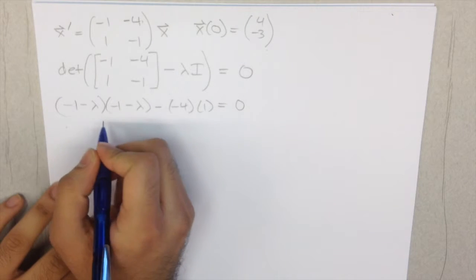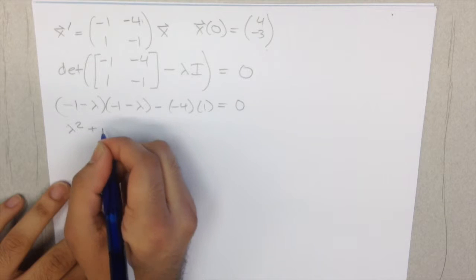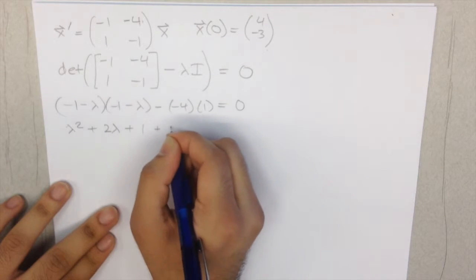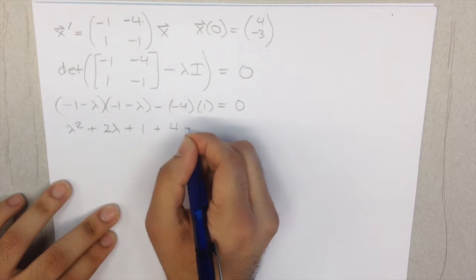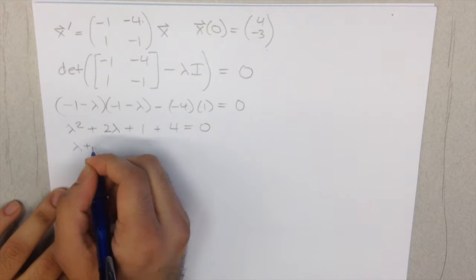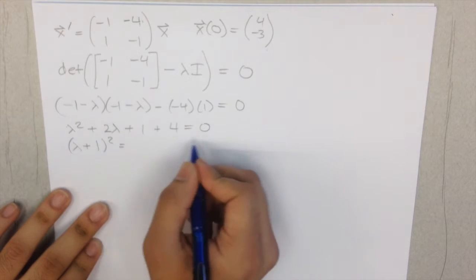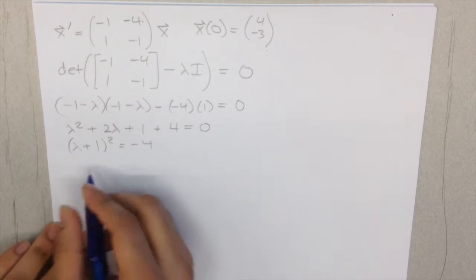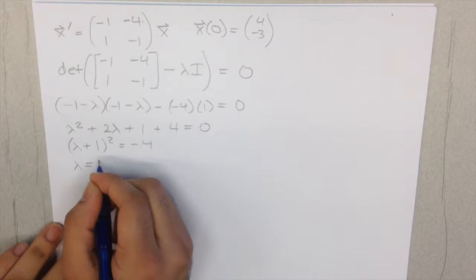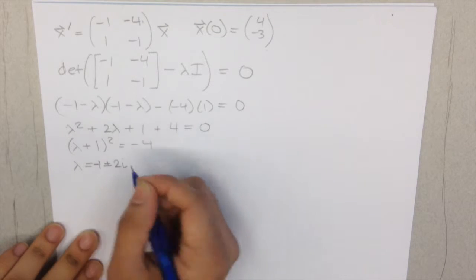Then when we multiply and FOIL things out, we get lambda squared plus 2 lambda plus 1 plus 4 is equal to 0. But then what we notice is we can factor. We can get lambda plus 1 squared. We move 4 to the other side, -4, and then we can solve for lambda, and lambda becomes -1 plus or minus 2i.